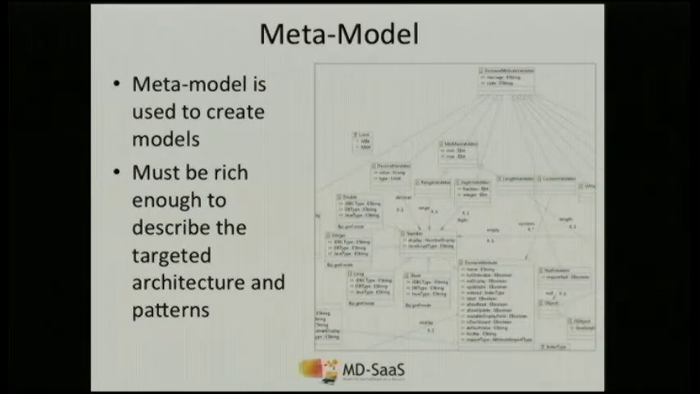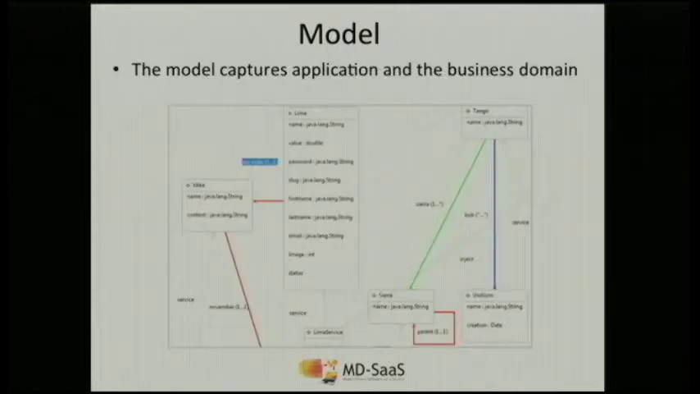All right, underneath the model, you have this concept of a meta model. The meta model is basically the model used to describe your application. As you build up your reference implementation and your modeling language, you'll make changes to your meta model, and then you end up with your model.